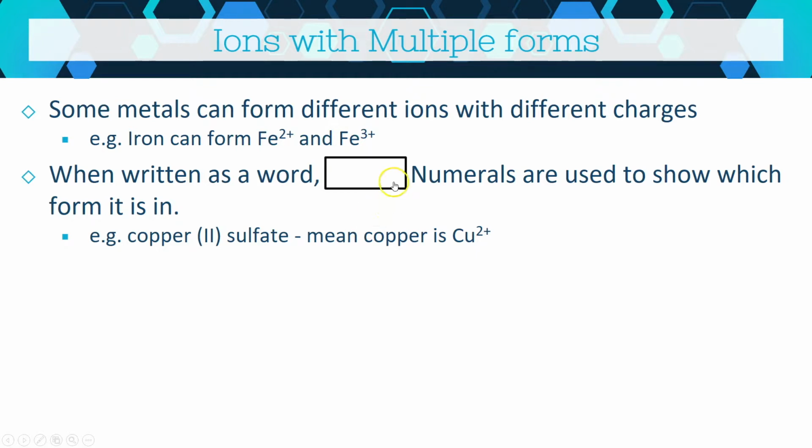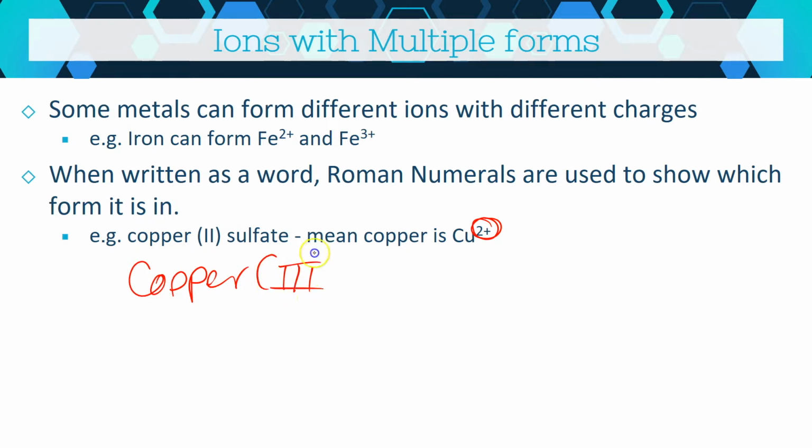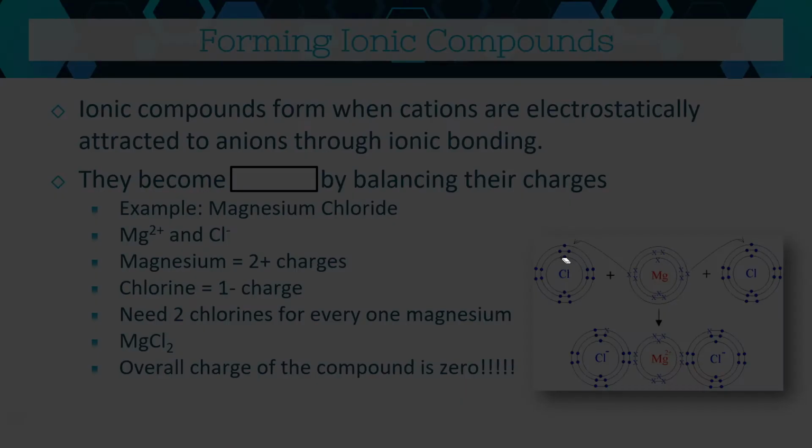Like I was saying earlier, when we write this as a word, you need to use Roman numerals to show what form it's in. So if I was talking about copper sulfate, it would be important for me to say copper 2 sulfate so that whoever's reading it or whoever I'm talking to knows what kind I'm talking about, because it's going to have different properties and behave differently to something like copper 3 sulfate. It's going to have a completely different structure. And so if I say copper 2 sulfate, that 2 means that it's 2+. If I'd said copper 3, that would be Cu3+. Okay, so the name does mean something quite important.